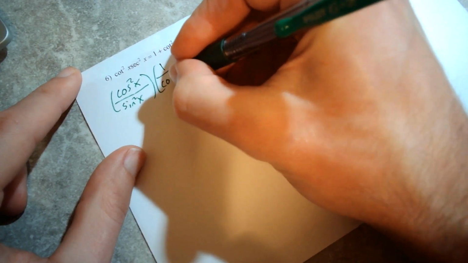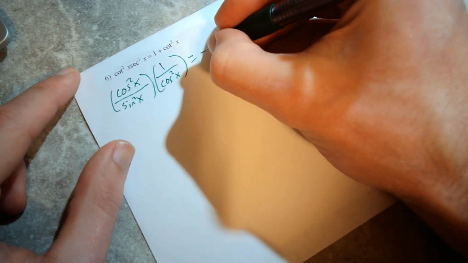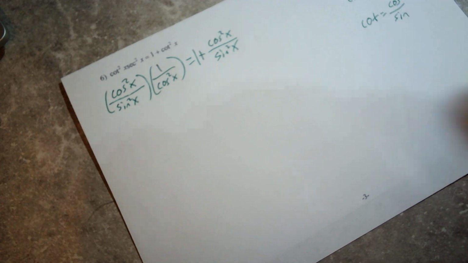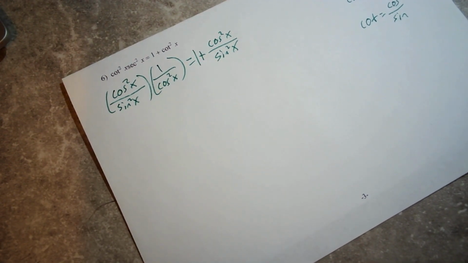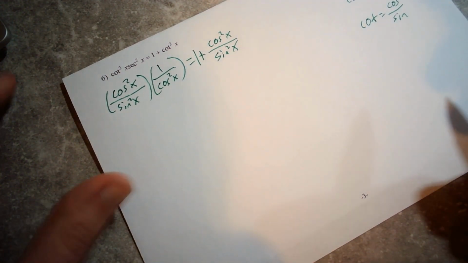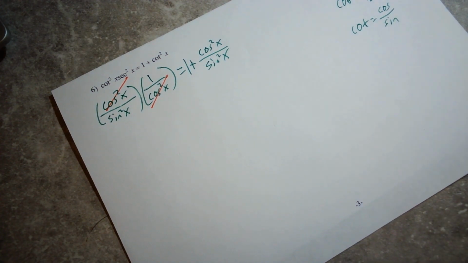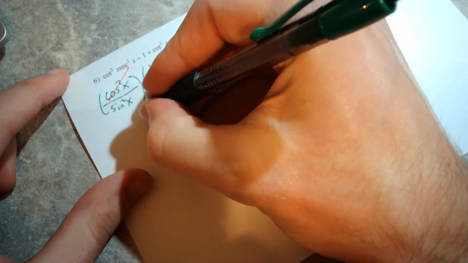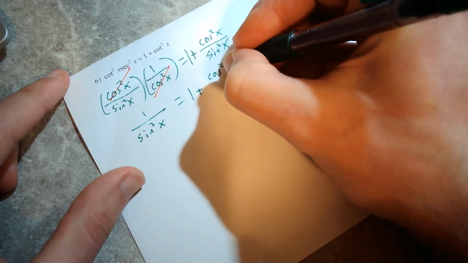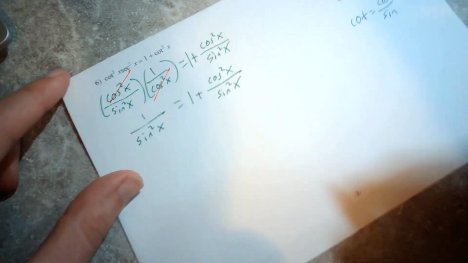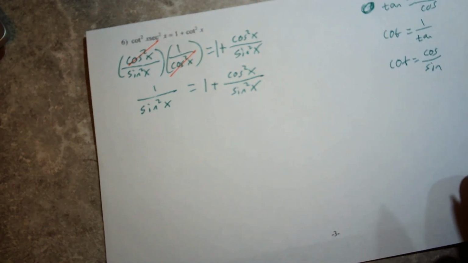Secant is 1 over cosine. Alright, so what do I do next? Well, right here I can say, oh, cosine, cosine, they cancel out. Alright, that gets me there. Well, what do I do next here?